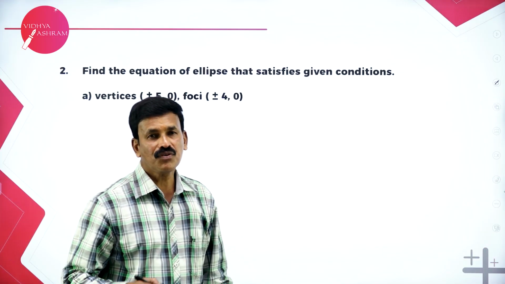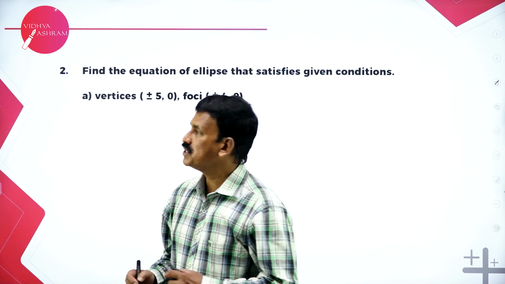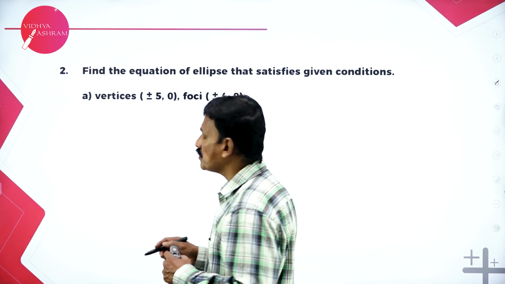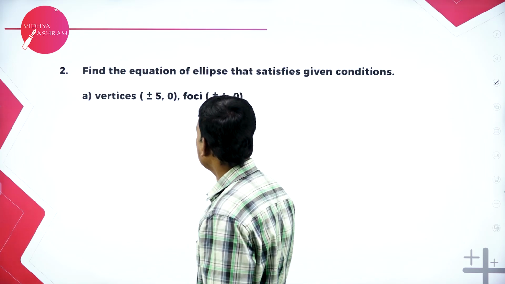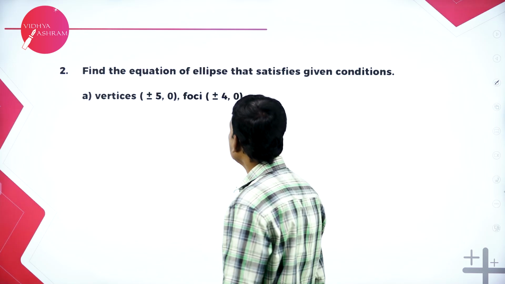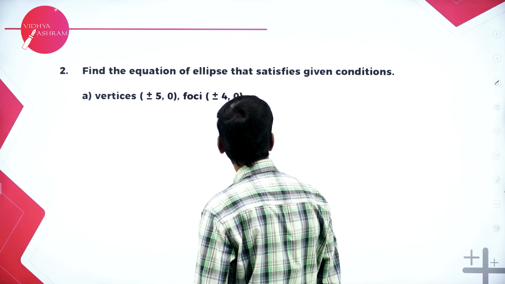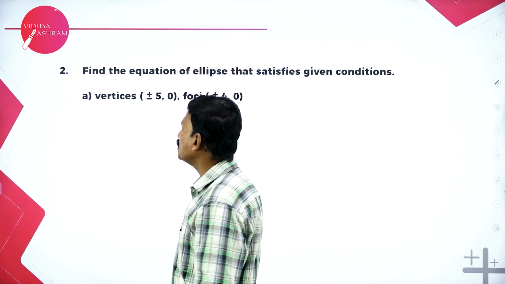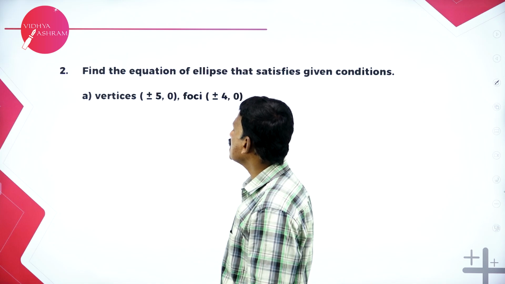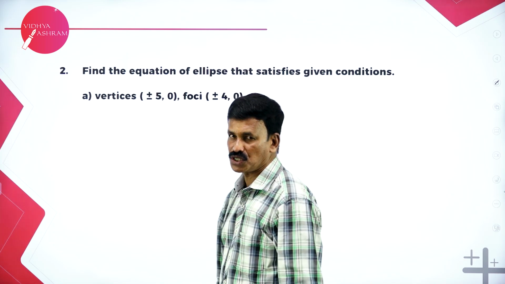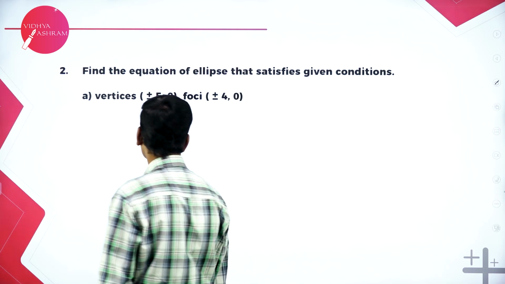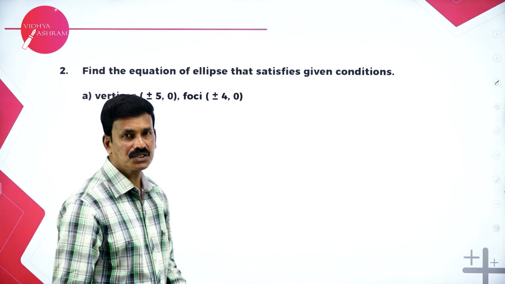Now next, formation of the ellipse. So here already the points are given. We have to find the equation of the ellipse in the standard form, depending upon the given points. Now find the equation of the ellipse that satisfies the given condition. First one, vertices are plus or minus 5 comma 0 and the foci are plus or minus 4 comma 0. Now we have to find the equation of the ellipse in the standard form based on these conditions.